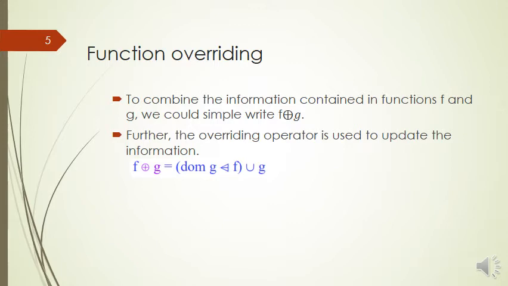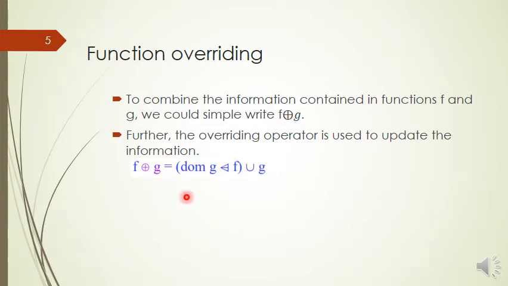The function overriding operator is used to update the information in a function, and it is also used to combine the information contained in function f and function g, and we simply represent the overriding operator with this circle with plus.